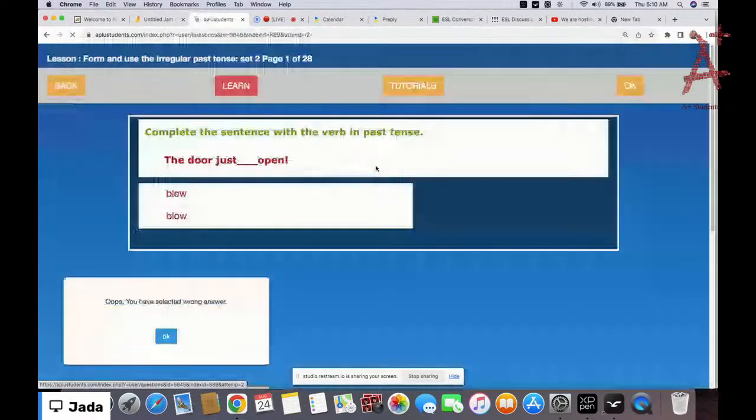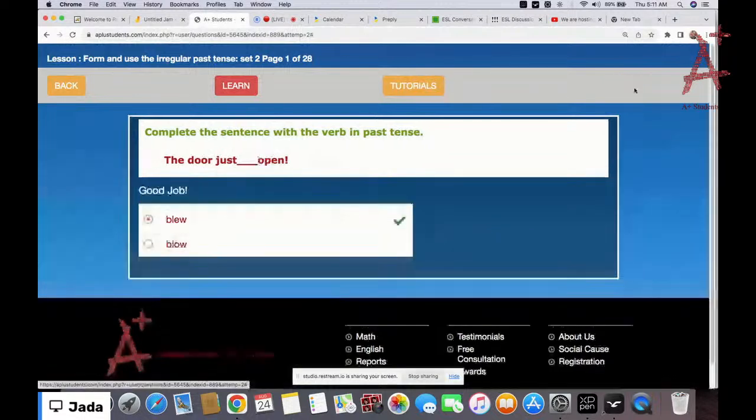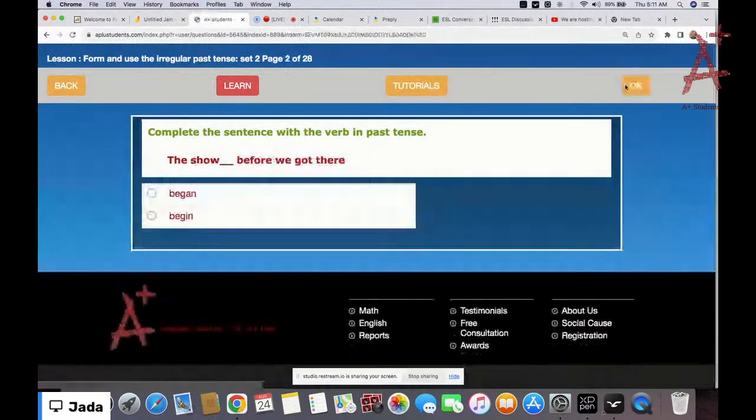So now it says complete the sentence with the verb in the past tense, right? So if you know the answer, you can send your answers on the chat. Now the door just dashed open. Are you gonna say the door just blow or blew open? Blew open. Okay, thanks, Glendy. Oh, that should be Jordan, right? Yeah, thanks, Jordan. So yeah, blew. So it blew open.